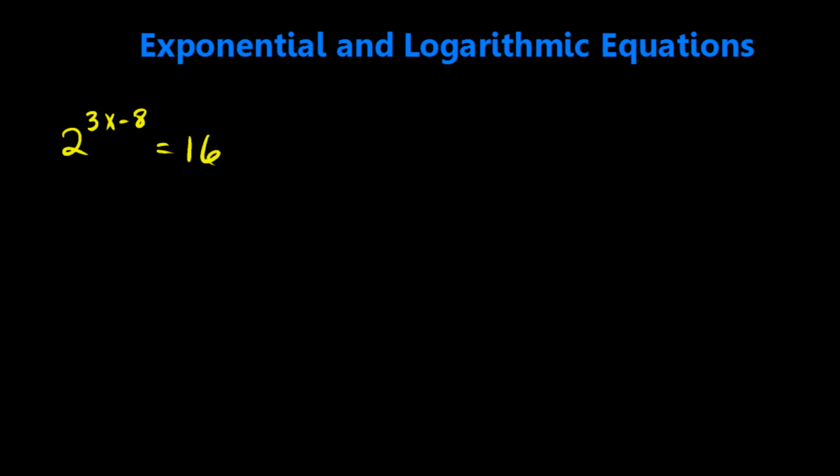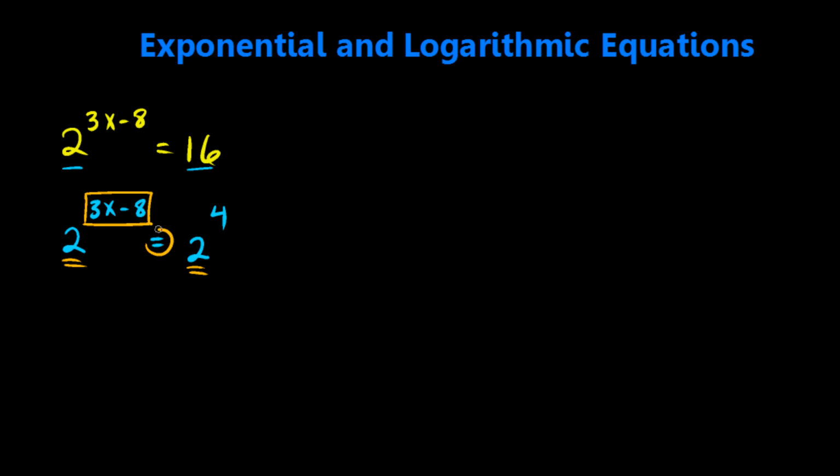So the first thing you want to do is check to see if you can rewrite both sides so that they have the exact same base. Right now we have a 2 and a 16. We're able to rewrite 16 as 2 to the 4th power. If we do that, we're going to end up with 2 to the 3x minus 8 equals 2 to the 4th. So we have 2 to a power equals 2 to a power.